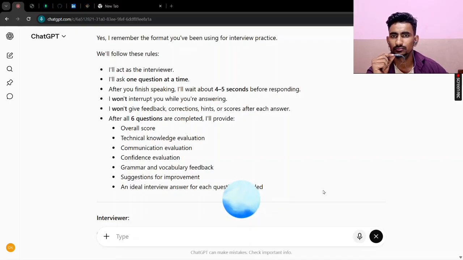Now, last question. What's the difference between sharding and indexing? Sharding and indexing both are used to improve performance in MongoDB, but their purpose is different. Indexing is used to search data faster by creating a special data structure on a specific field.